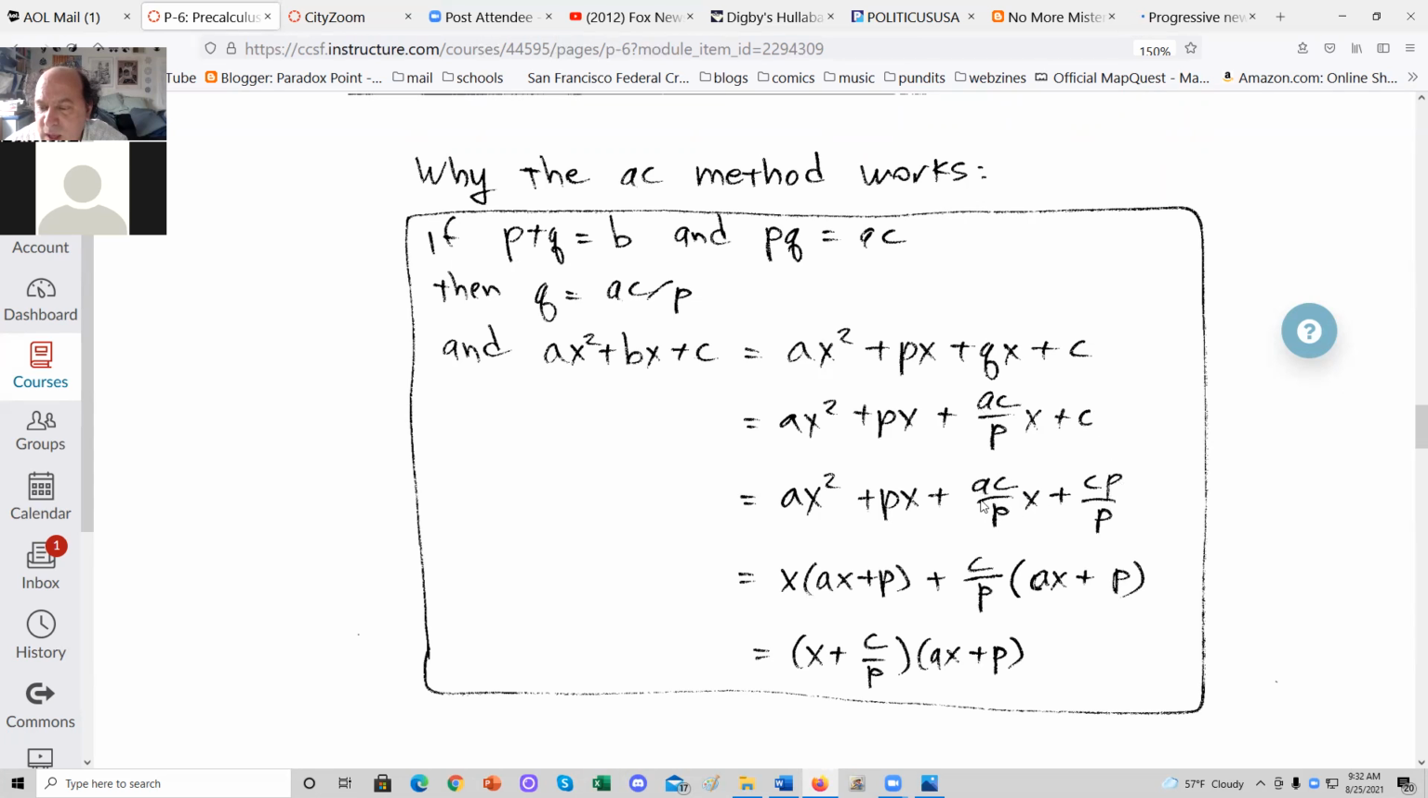And we can see there's a common factor of c over p for these two terms. Pull it out, you get c over p times ax plus p. The first two terms also have a common factor of x, pull it out, times ax plus p. Now we have a common factor of ax plus p between these two terms. So we have ax plus p times x plus c over p.